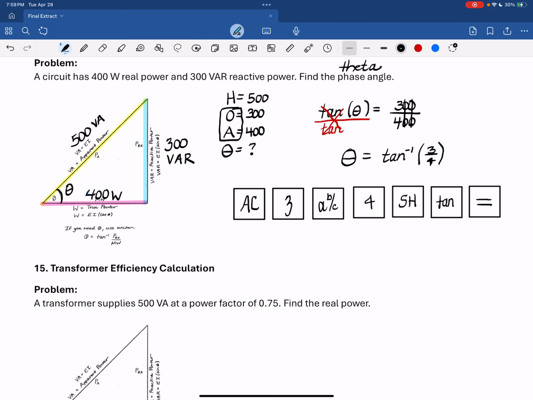And when you do that, you're going to know theta, or approximately what theta is equal to. And I'm going to say let's round it to the hundredths place. I don't know why. That's just what came into my head. So about 36.87 degrees is your missing theta.